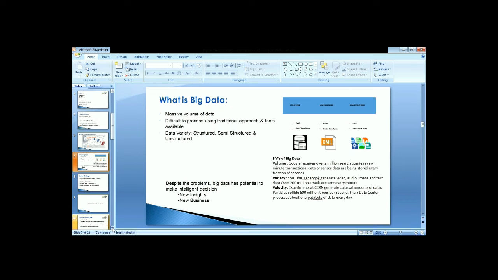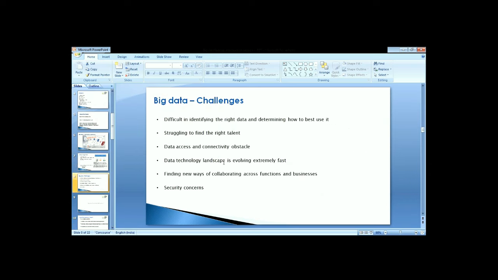So yes, when we say big data, obviously there will also be challenges. Let's look at the challenges in big data. The first one, as I said, is that it's difficult to identify the right data and determine how best to use it. Many people don't know the value of data. First thing when you start off, you need to know your data. You need to analyze your data. You need to know what kind of data it is, what analysis you can do, and what is the best output you can give to the end user.